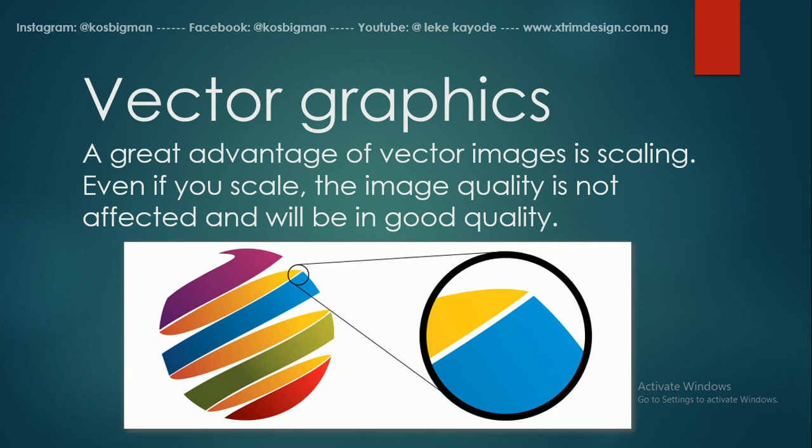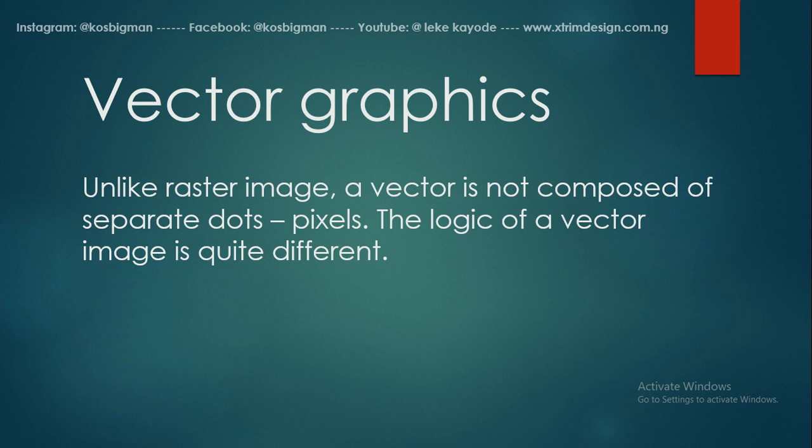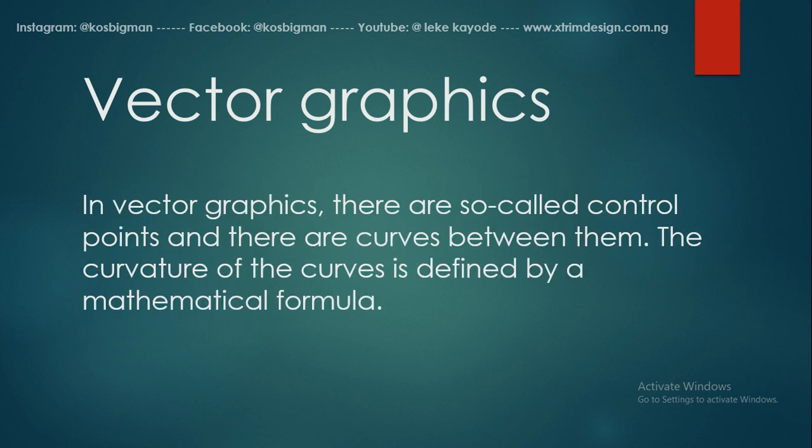So working with vector images for printing is best, because no matter how much the printer zooms in or out, your design quality remains. Unlike a raster image, a vector is not composed of separate dots, pixels. The logic of a vector image is quite different. In vector graphics, there are so-called control points, and there are curves between them. The curvature of the curves is defined by a mathematical formula. I have explained this earlier also.